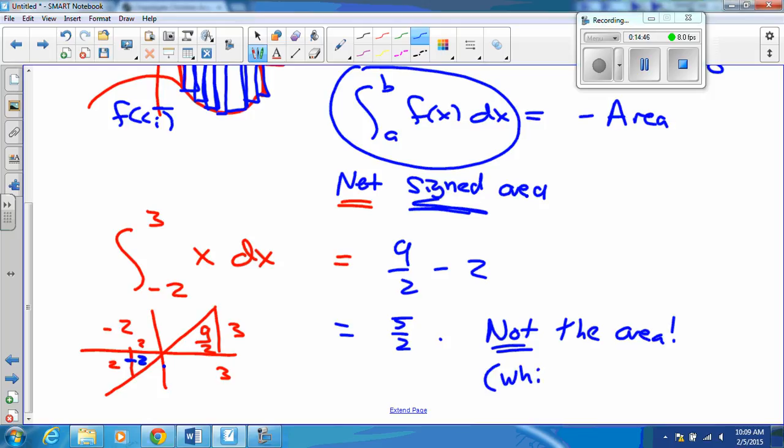So what are the units of these? Units? Great question. It's going to be the units of the y-axis times the units of the x-axis, because what you're doing is adding up y's times x's.